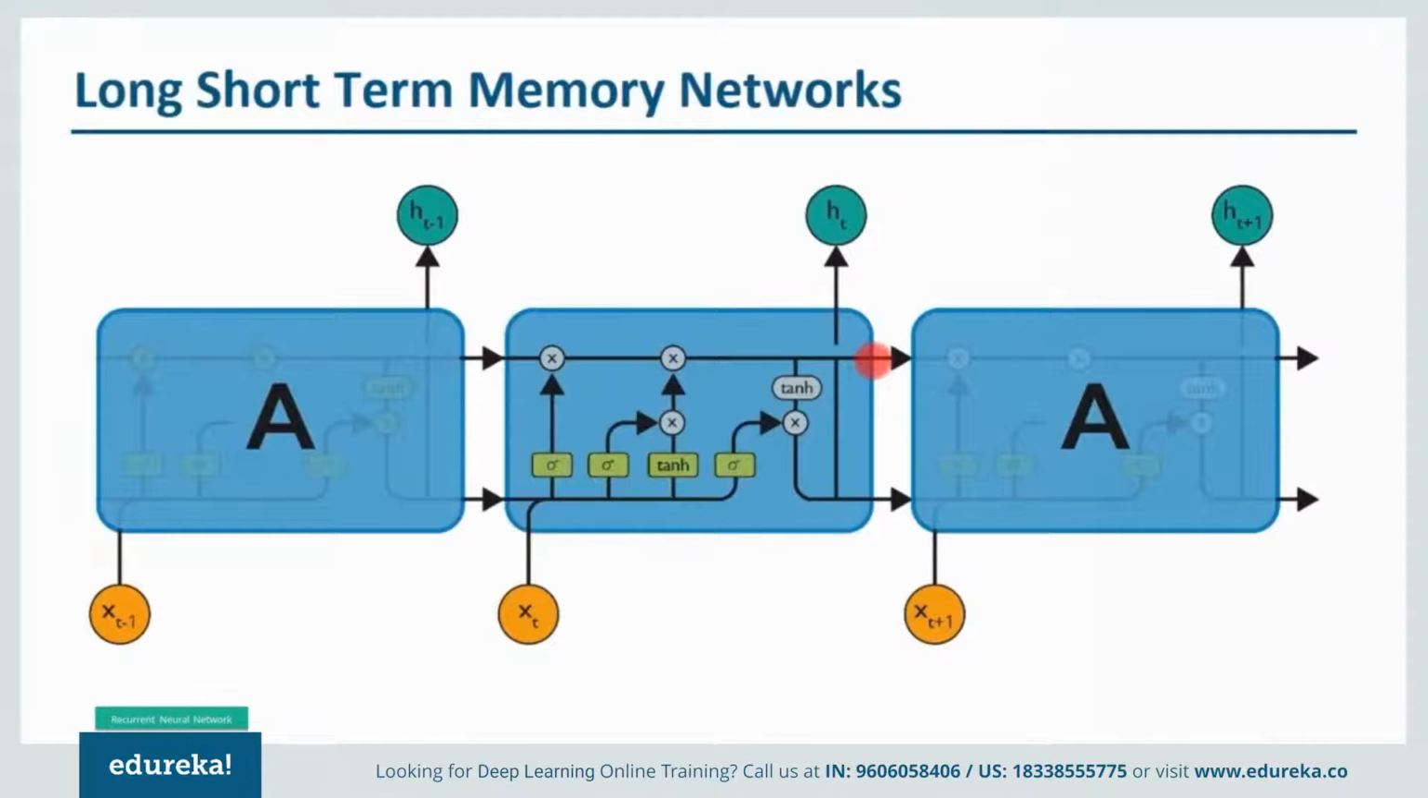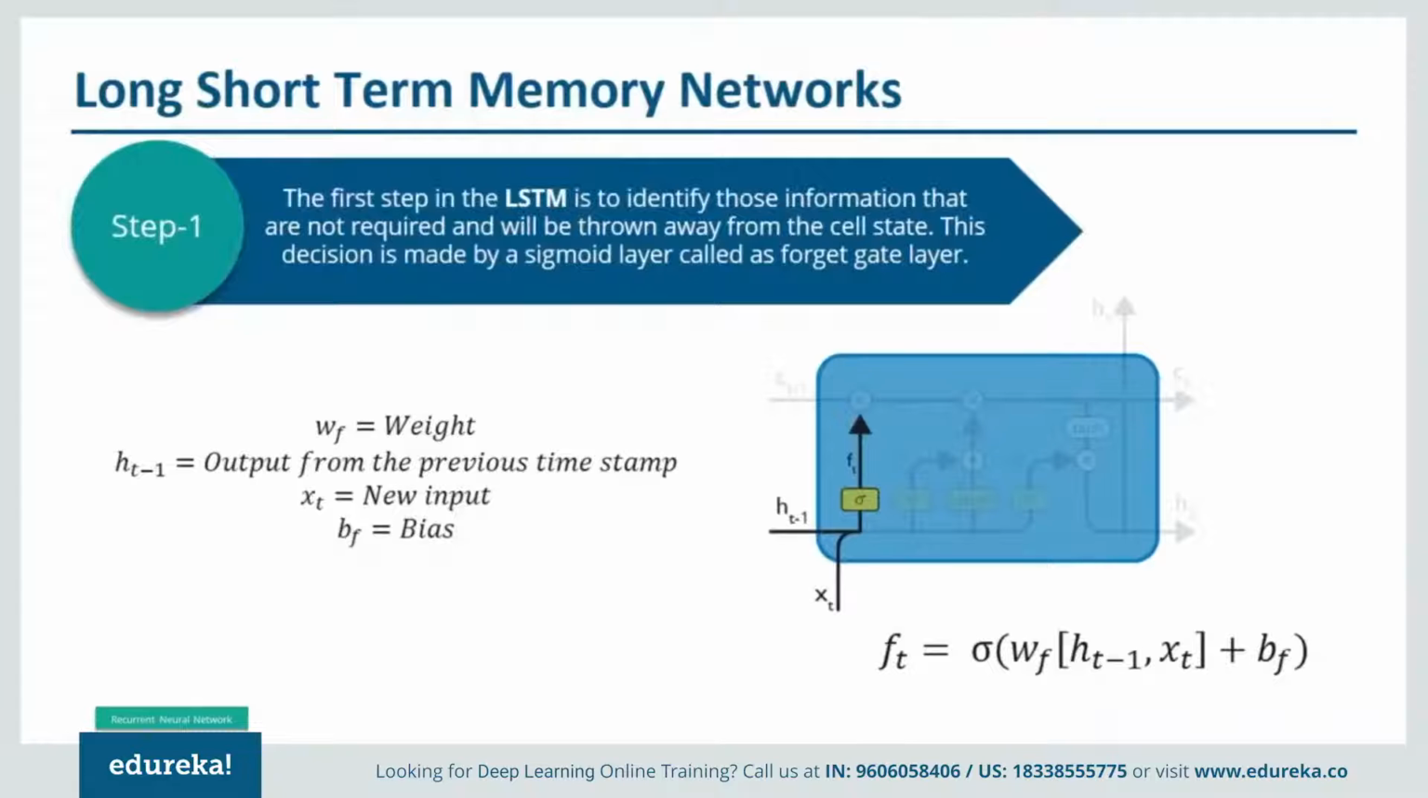Now what I'll do, I'll give you a walkthrough of LSTM step by step, alright? So we'll start with the first step. Alright guys, so the first step in our LSTM is to decide what information we are going to throw away from the cell state. And you know what the cell state is, right? I've discussed it in the previous slide. Now this decision is made by the sigmoid layer.